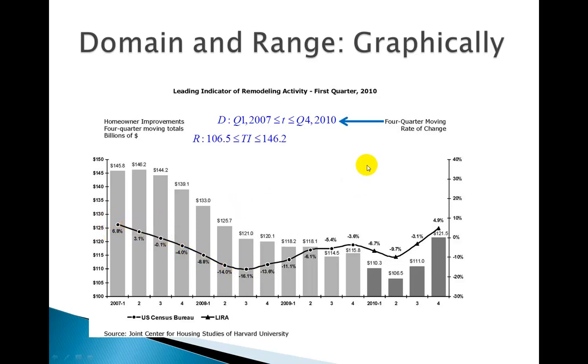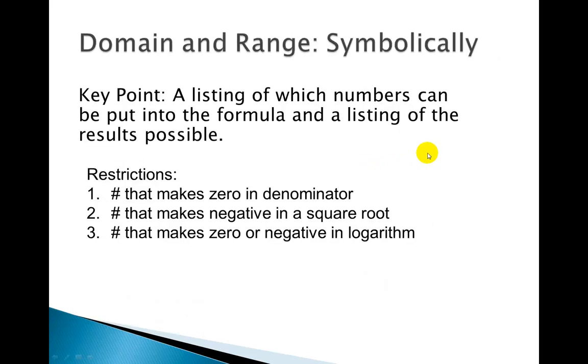So the domain is going to be the same, but our range is going to be that listing of y values, negative 16.1 to 6.8. So that's how we do it graphically. Now, if we're looking at formulas, if we're looking at the symbols, basically we're looking at the list of numbers that we can put into the formula. We're looking at the listing of the results, the possible results.